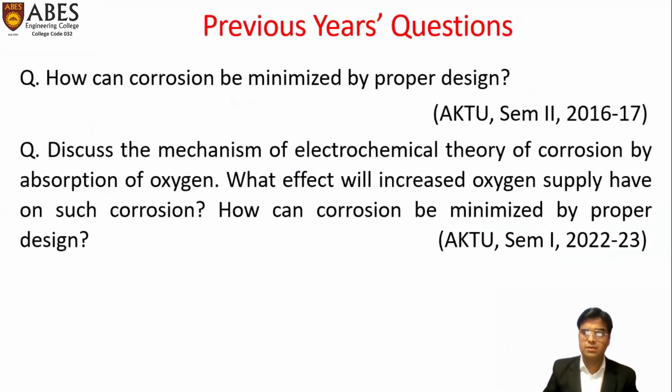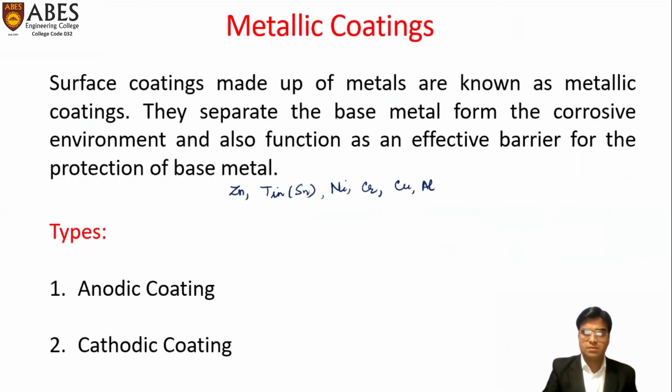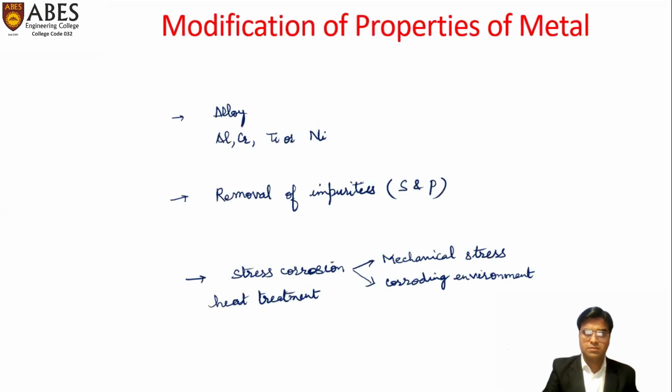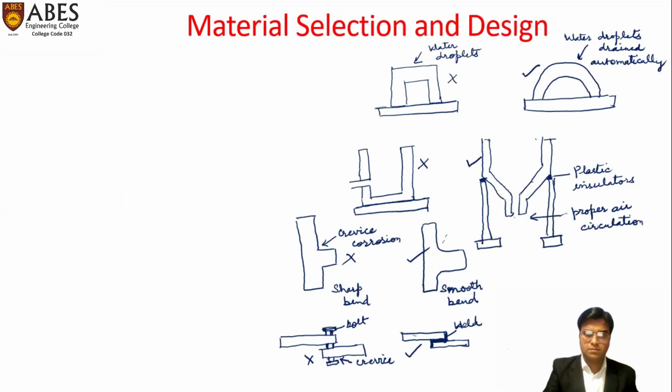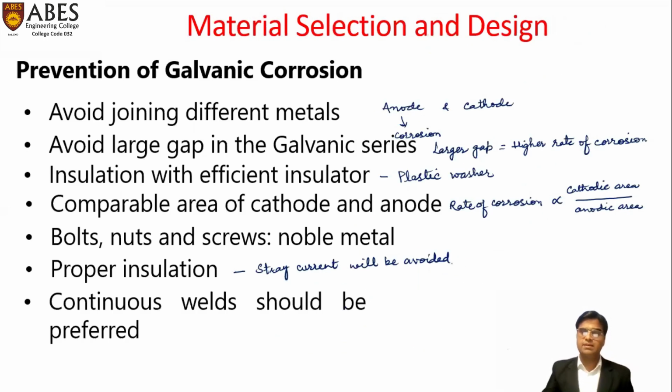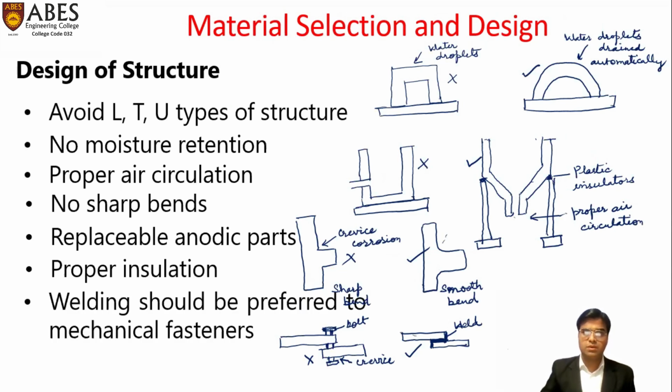Now, we shall discuss a few questions which have appeared in previous years' examinations. The first one is, how can corrosion be minimized by proper design? This question we have discussed. So material selection and design can be used to prevent the corrosion. These are the ways to prevent the galvanic corrosion, and these are the methods to design the structure which will be protected from the corrosion.